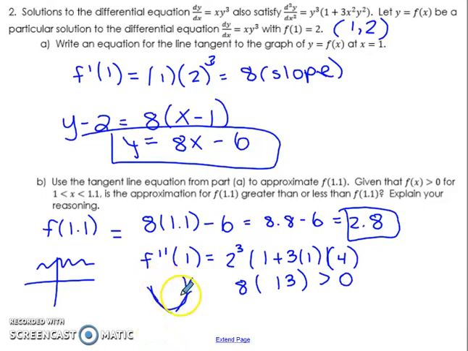I can't write so well, so I'm just going to say what it should be. But you want to state for your answer that since f of x is greater than 0 on the interval and the second derivative is greater than 0, then on the interval from 1 to 1.1, the line tangent to the graph of y equals f of x at x equals 1 lies below the curve, and the approximation of 2.8 is less than f of 1.1.